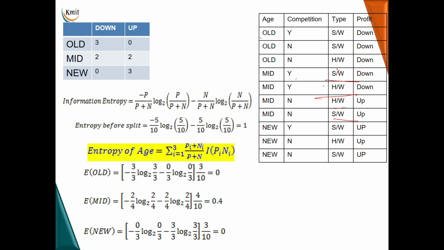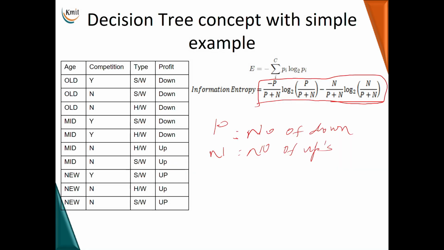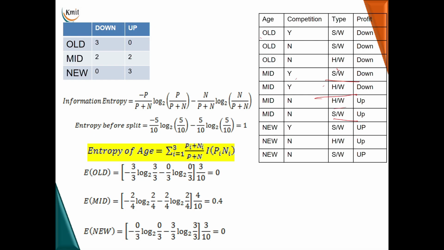Now what is the entropy formula? Minus P by P plus N log base 2 of P by P plus N, minus N by P plus N log base 2 of N by P plus N. Here I told you what P and N are. P is your number of downs. How many downs do you have? 5. How many ups? 5. Count here towards the left: 1, 2, 3, 4, 5 and 1, 2, 3, 4, 5. Yes or no? 5 and 5 total.